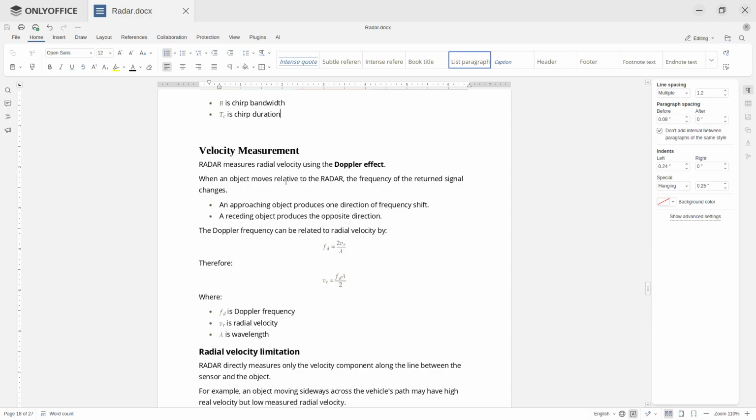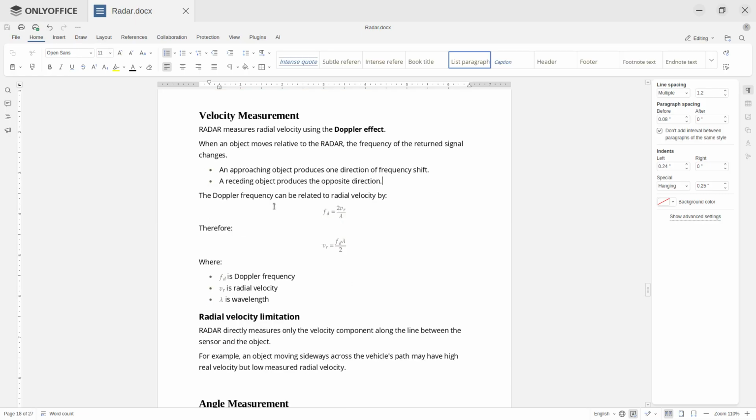Velocity measurement. Radar measures radial velocity using the Doppler effect. When the object moves relative to the radar, the frequency of the return signal changes. An approaching object produces one direction of frequency shift, and a receding object produces the opposite direction. Doppler frequency can be related to radial velocity by Fd is equal to 2 times Vr by lambda. Therefore, Vr is equal to Fd times lambda by 2, where Fd is the Doppler frequency, Vr is the radial velocity, and lambda is the wavelength.